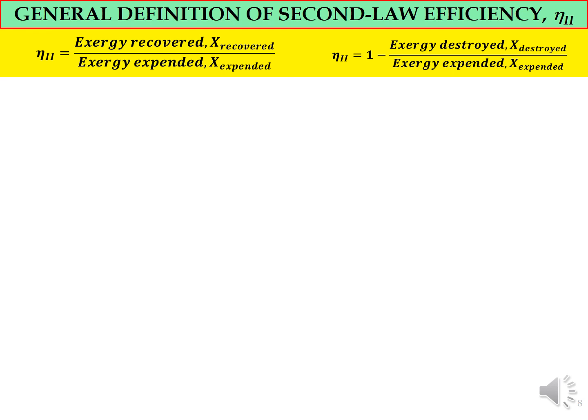Okay, so the general definition of second law efficiency. Second law efficiency is equal to exergy recovered divided by exergy expended. Exergy expended is the exergy that is being used. Exergy recovered is the reversible exergy. You can also calculate it by using 1 minus exergy destroyed divided by exergy expended. Exergy expended is the maximum exergy that can be used, and exergy destroyed is the exergy that cannot be recovered.